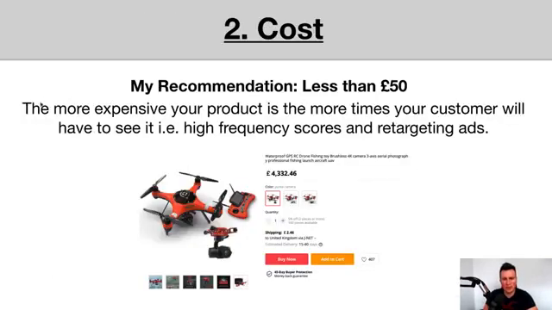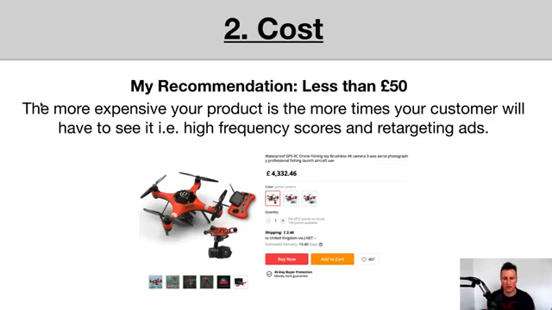Moving on to point number 2 then is the cost. So my recommendation is less than £50, sorry. And the reason being is because the more expensive your product is, the more times your customer will have to see it before they buy it, i.e. you'll need a higher frequency score on your Facebook ads, and you'll have to capitalize using retargeting ads.